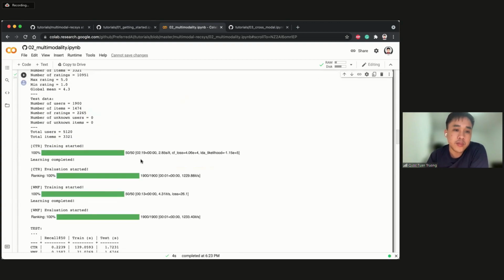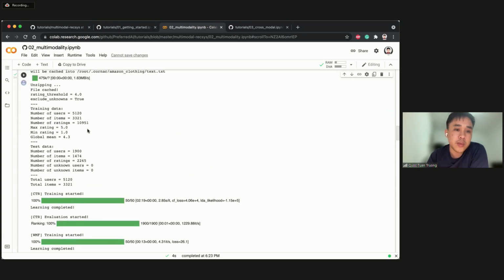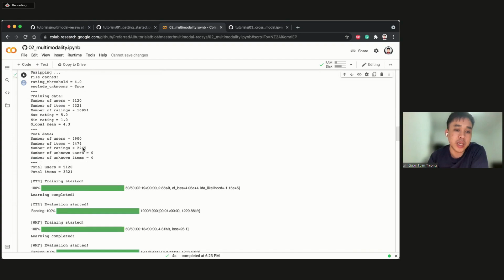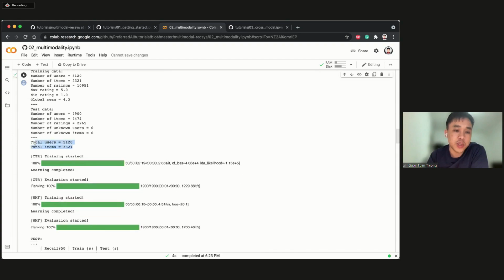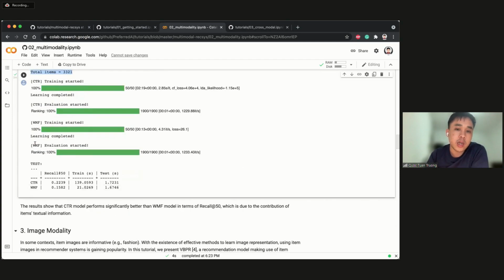And then as you can see here, you can take a look and see some of the information about the size of the data, like how many users, how many items, how many ratings we have there, the maximum value, minimum value, some of that information. And also the test data, and the total number of users and items. After we train the model, it outputs the evaluation results on the test set.